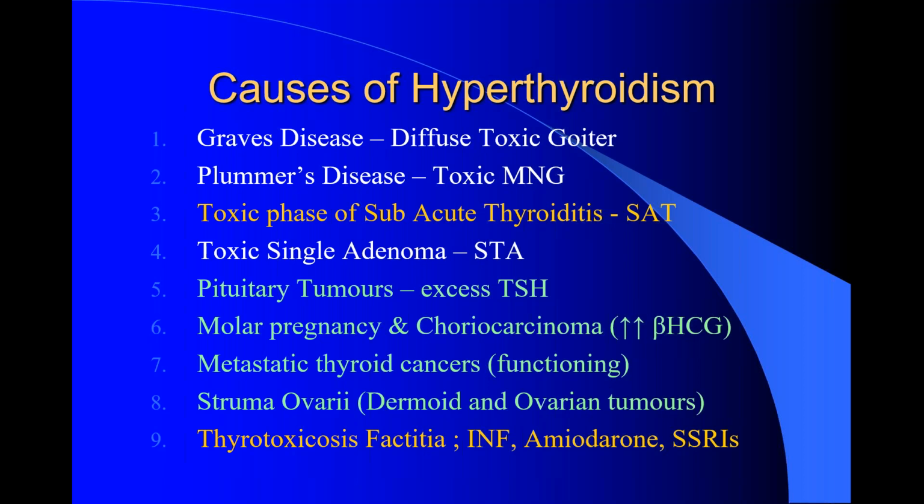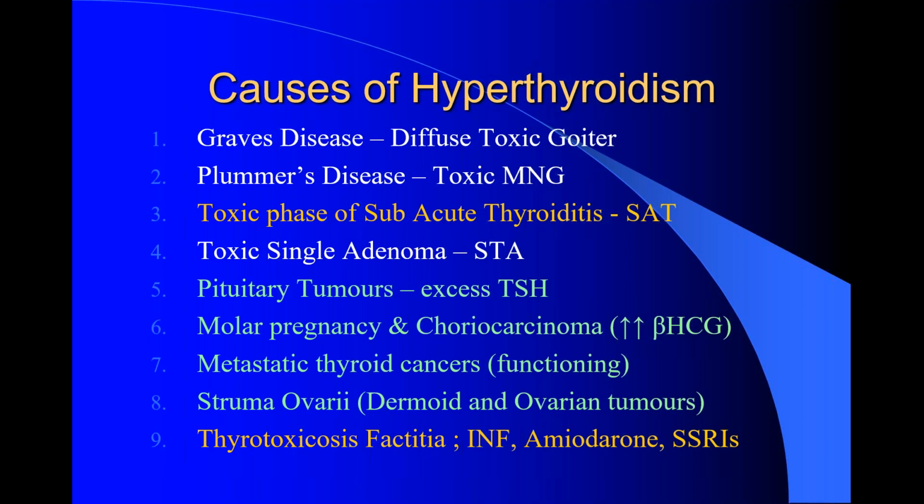So causes of hyperthyroidism include Graves' disease, which is a diffuse toxic goiter, both sides. Plummer's disease, which is toxic multinodular goiter. As the word suggests, toxic means T3, T4 levels are more, giving rise to toxic manifestations, and there are multiple nodules in the thyroid. Then there could be the toxic phase of subacute thyroiditis. What happens in thyroiditis is there is inflammation or autoimmune destruction of the thyroid. So initially it releases the thyroid hormone which is stored there, and then ultimately it goes into hypothyroidism. So the toxic phase of subacute thyroiditis will lead to hyperthyroidism. Then toxic single adenoma means a single nodule.